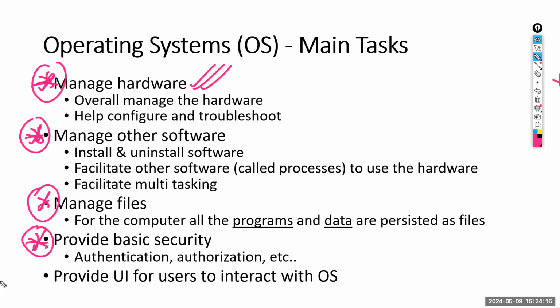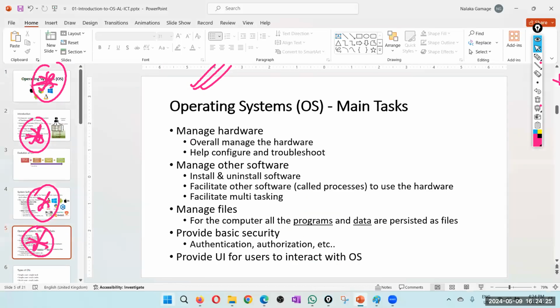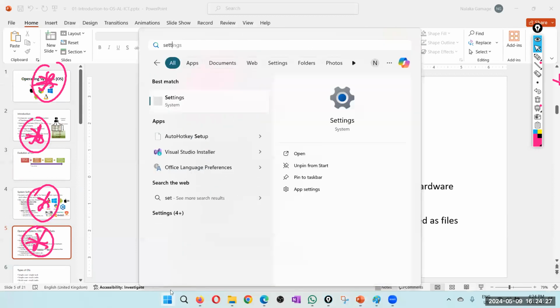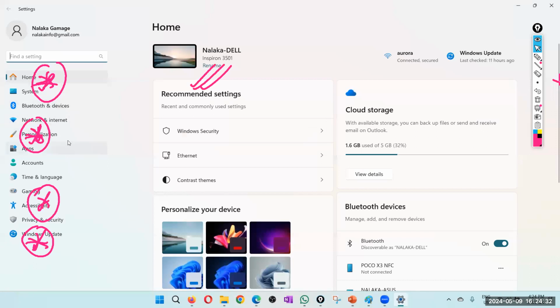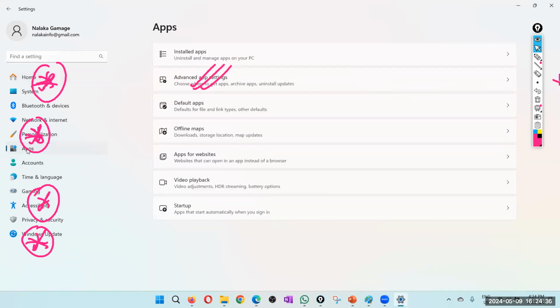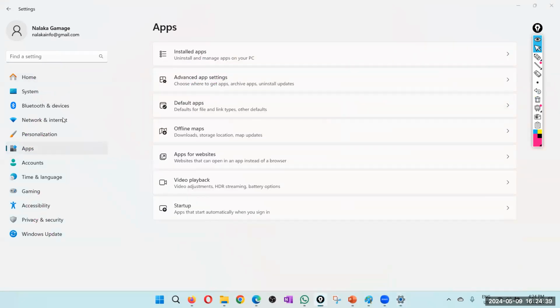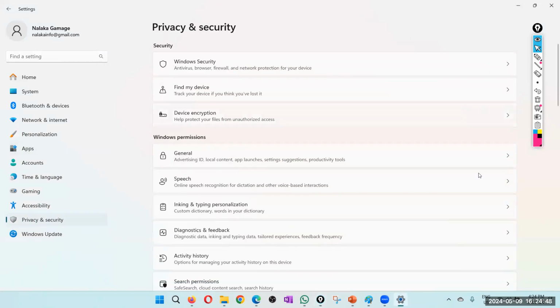And finally, operating systems provide you a user interface to interact with the operating system. So from one side, if you go to something like settings, you are accessing the operating system. Through the operating system, you try to handle your hardware, your security, your software, add software, remove software, basic security management. So this is basically my operating system.